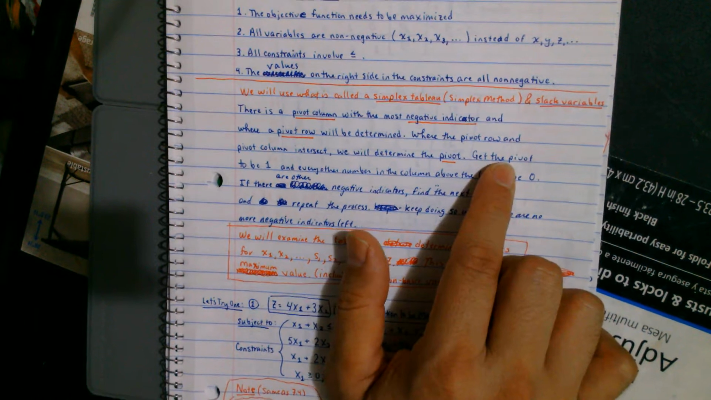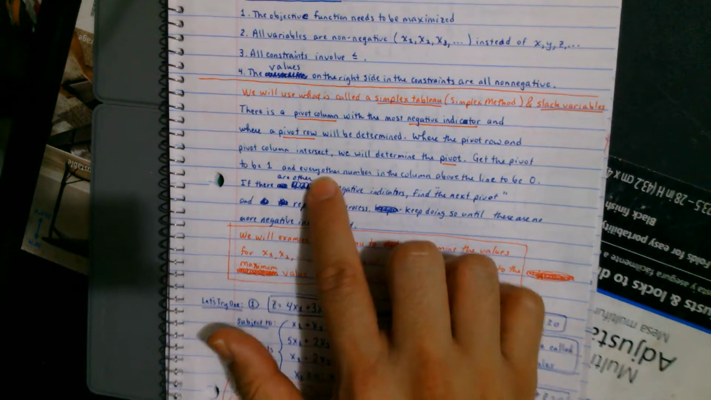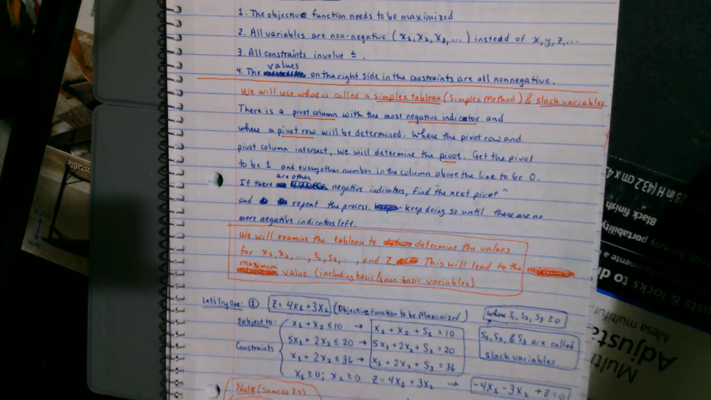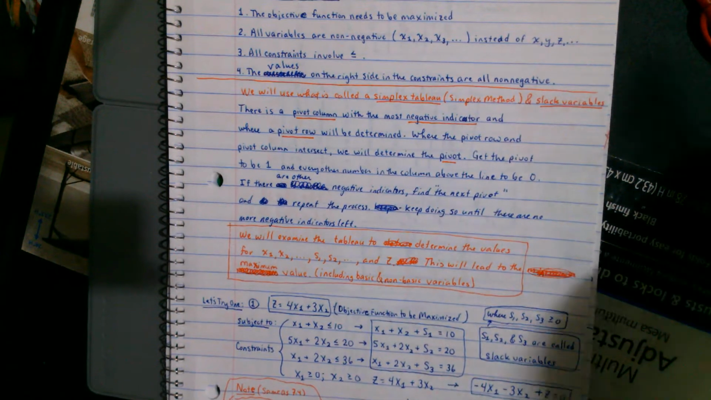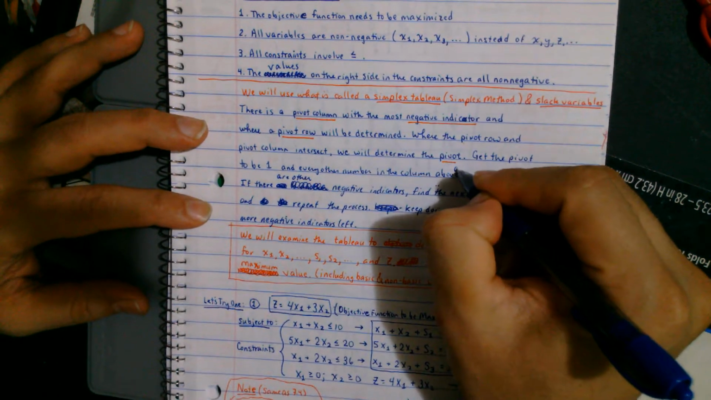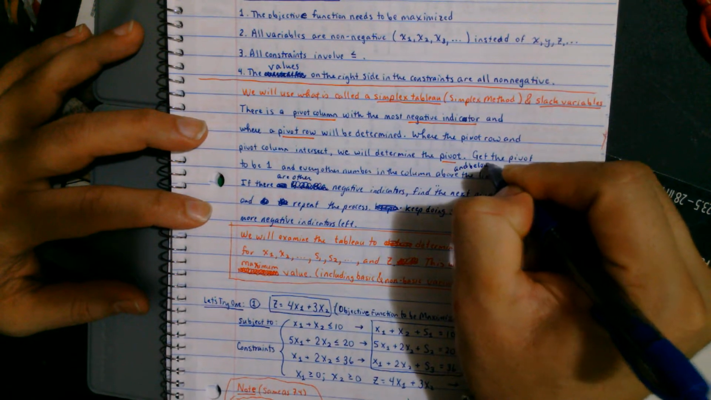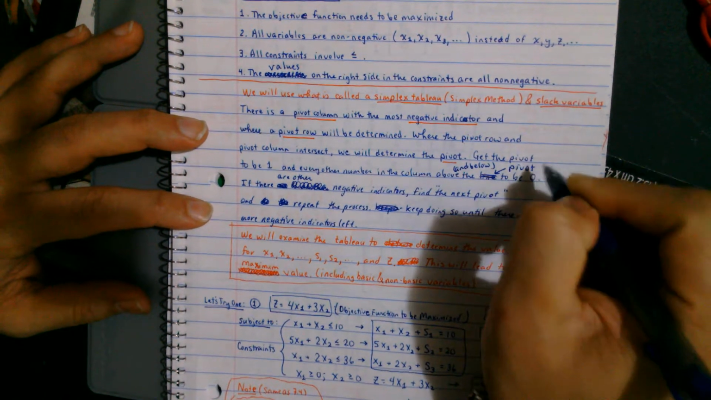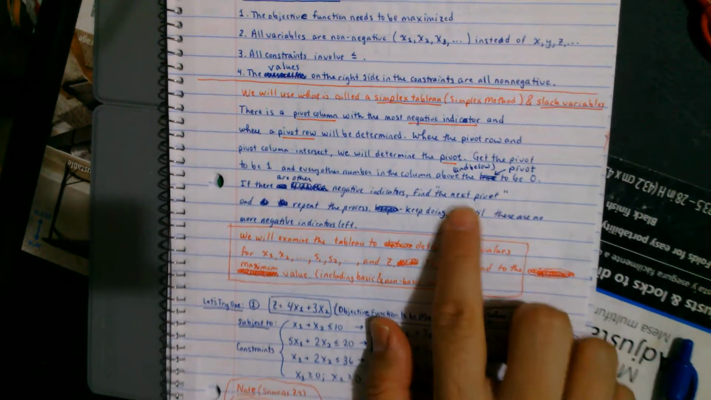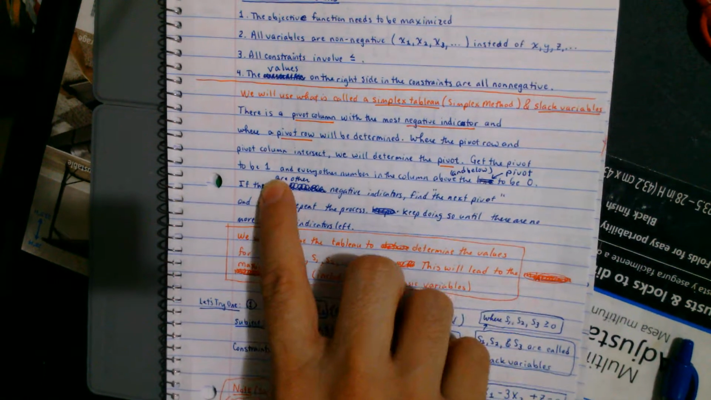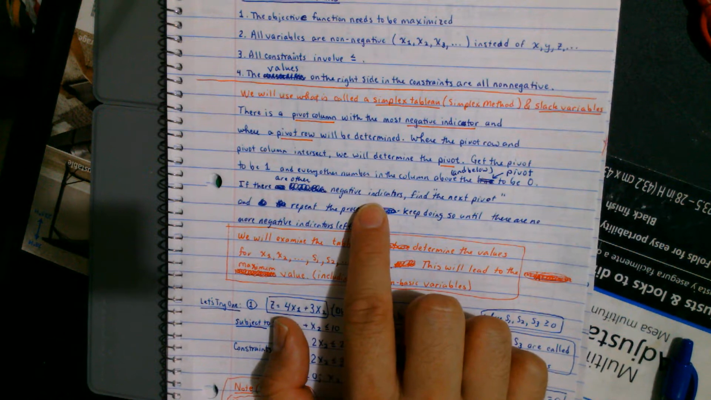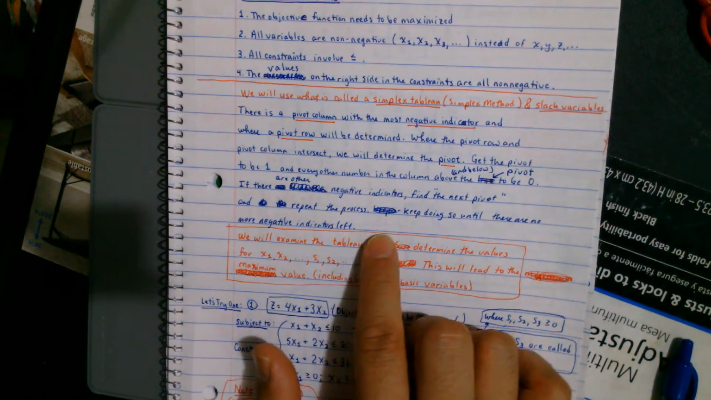So we're going to try to make the pivot equal to 1, and every other number in the column above and below the pivot to be 0. So we're going to look at every number in the same column where the pivot is. We're going to get them all to be 0, above and below. If there are other negative indicators after we did the pivot, then we're going to find the next pivot and keep going.